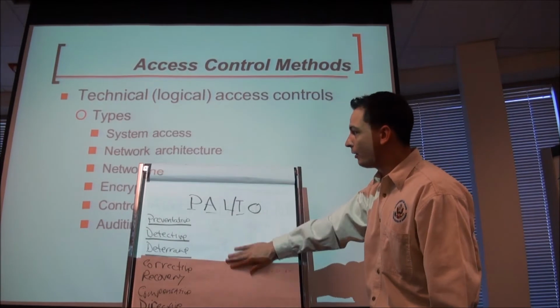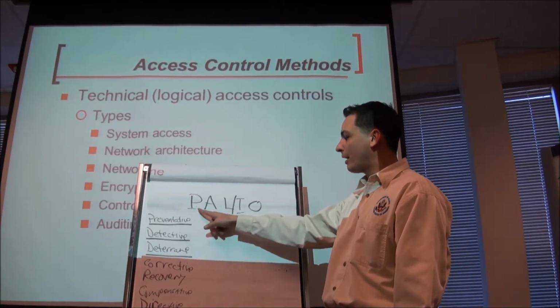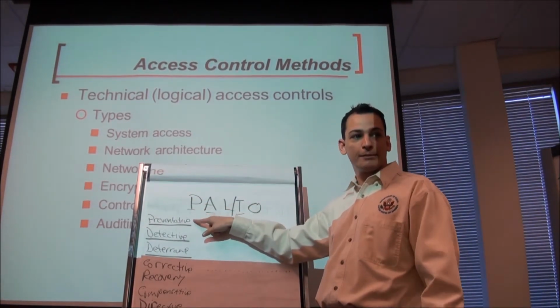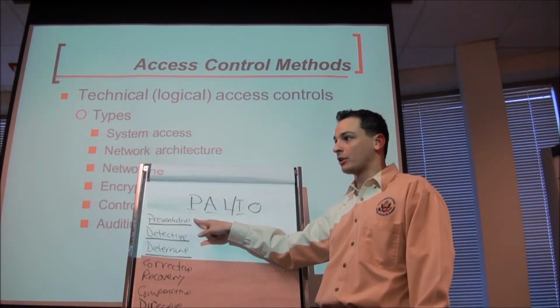Here's the Palto model. So technical access control. In this case, we're talking about auditing. So if you knew that I was auditing, would that prevent you from doing something bad? So in this case, it would be a preventative control for you. Would anybody else agree or disagree with that?